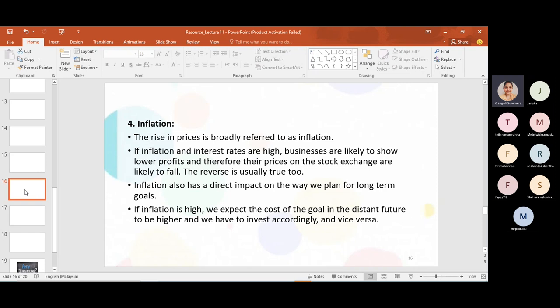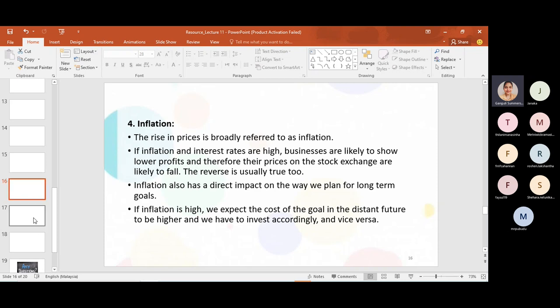So when you are making long-term goals, maybe for 2024 or 2025, since you are already experiencing inflation, you know that in 2024 there is a chance that the prices will go even higher, and in 2025 the prices will go up even more. Likewise, when inflation is already high, you know that in future the prices will rise even more. So when you are making future goals, you need to expect the cost to be higher in the future. That is why I said inflation affects your long-term future goals as well.